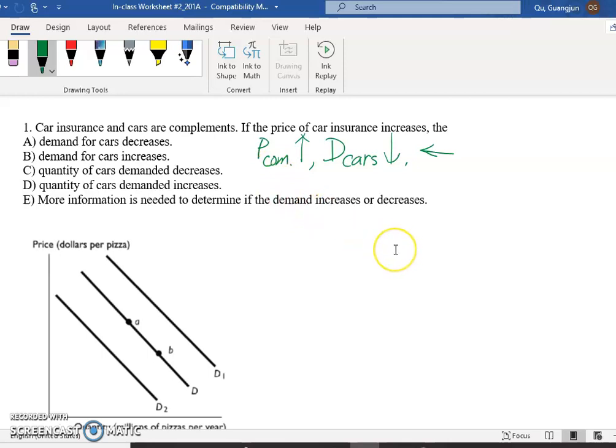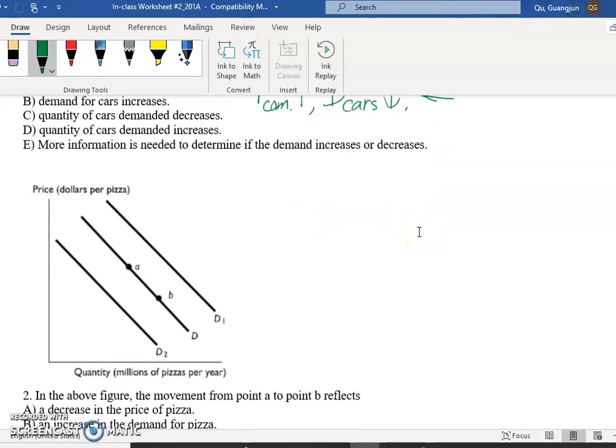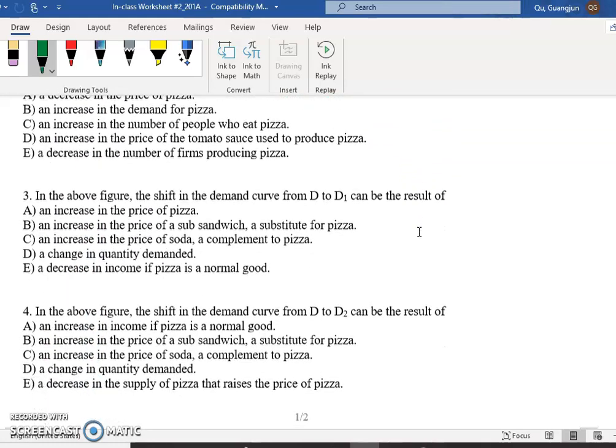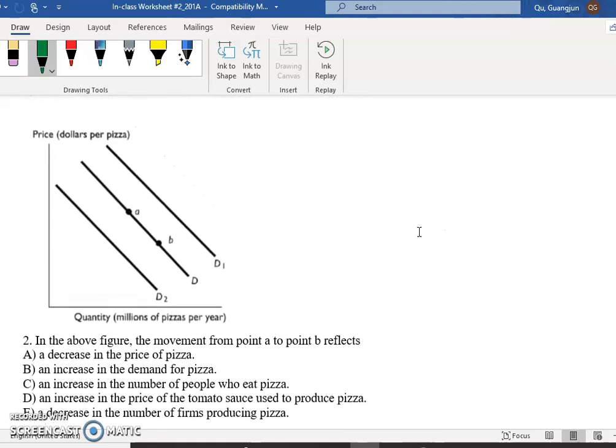Okay, so this is number 1. Again, if you follow that flow chart, it should be quite easy for you to figure out the answer. Now question number 2, number 3, and number 4.